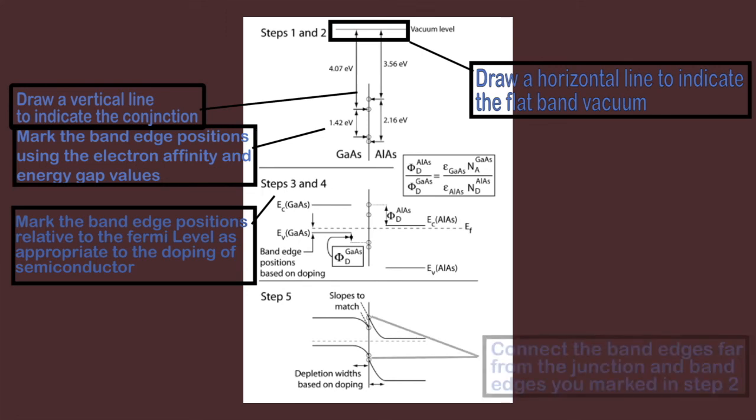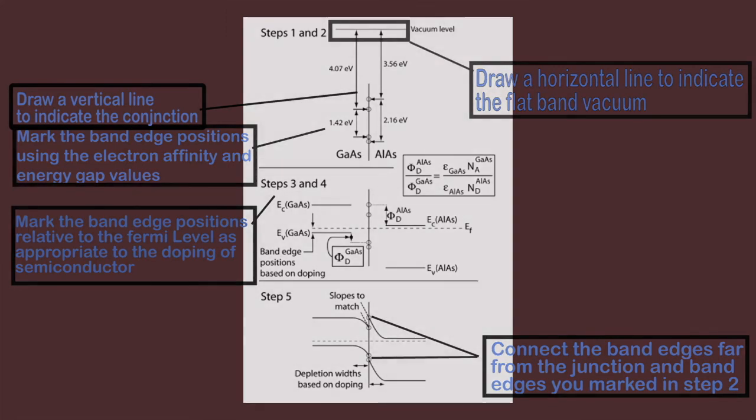Lastly, this is where we connect the band edges far from the junction and the band edges based on doping. But for this step, there are requirements that must be met, such as the slopes of the connecting segments must match where they intercept at the points to satisfy the electrostatic continuity equation, and the depletion widths are fixed by the doping levels.